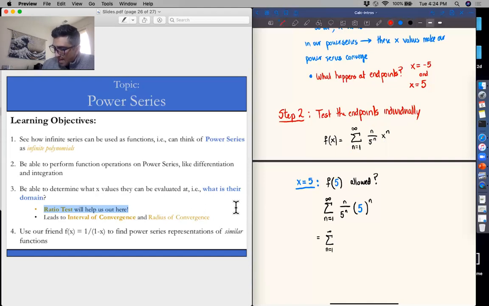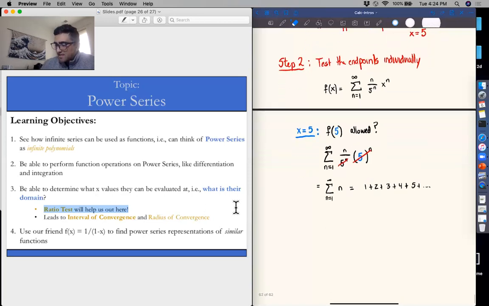All right, so let's do a little bit of algebra here. In this series, we have a 5 to the n in the denominator, and we also have a 5 to the n in the numerator. So those two 5 to the n's cancel out. So we just have the series of n, which again is, from n equals 1 to infinity, 1 plus 2 plus 3 plus 4 plus 5, etc. So hopefully by now we can get an intuitive sense, this series is not going to converge. But why doesn't it converge?